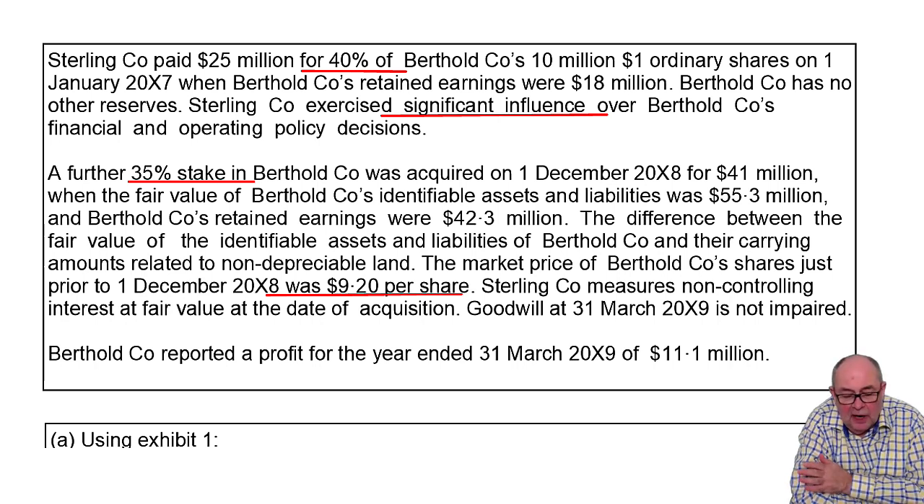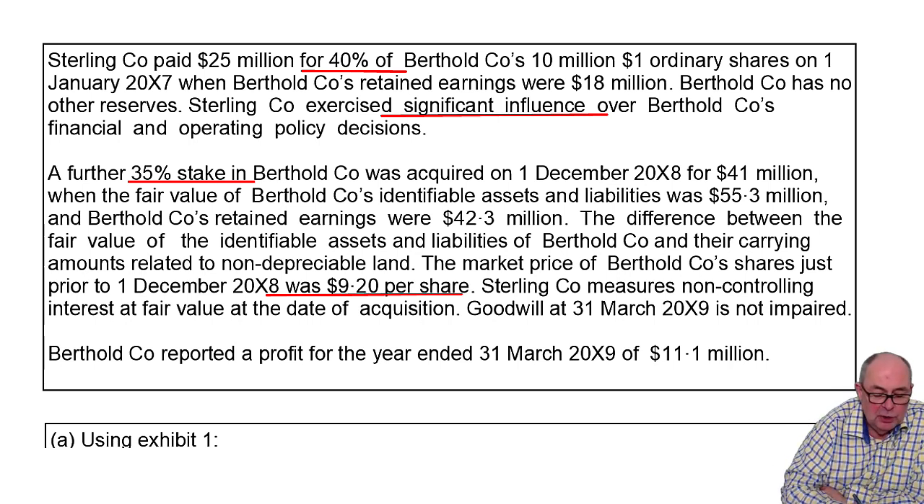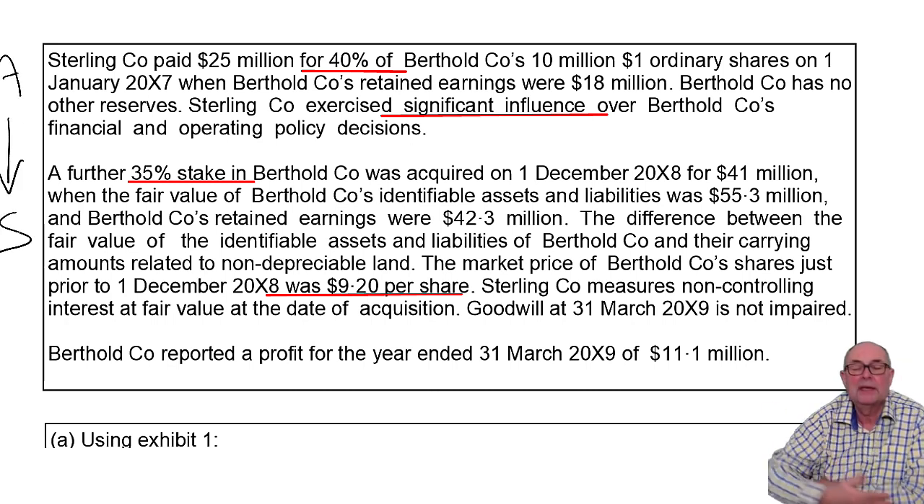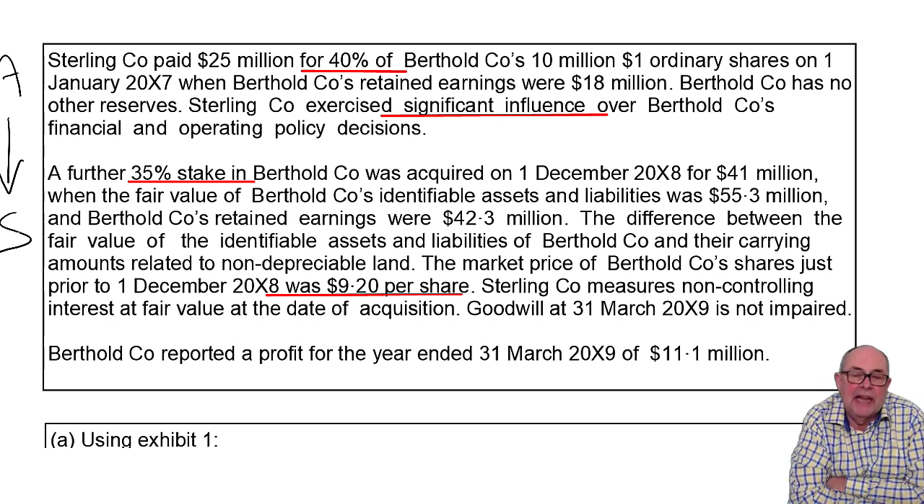So in this scenario, we originally bought 40%. We've now bought another 35%. We did have significant influence. We've now presumably got control. So we've gone from associate to subsidiary. Now, that's a fairly straightforward situation, isn't it?